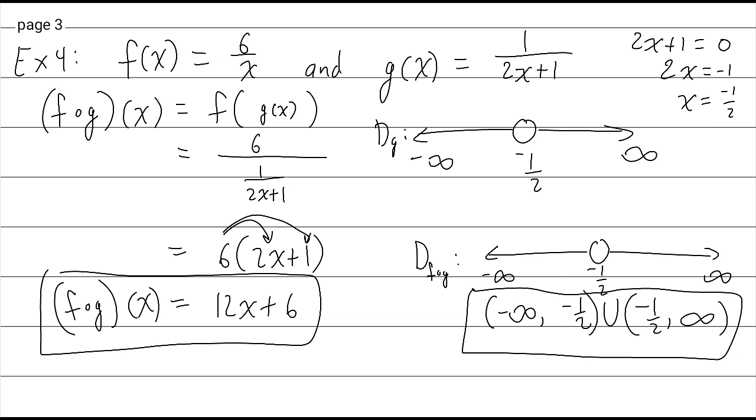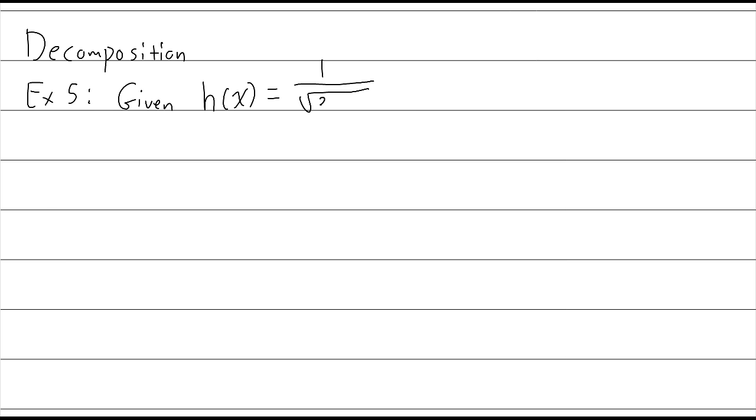So one more example. Let's say we needed to do the opposite of compose, and this is called decomposition. In other words, I might have a function that's kind of complicated, and I want to write it as two separate functions. Let me write this out. So example 5, the final example. We are given h of x equals 1 over the square root of 3x plus 7.